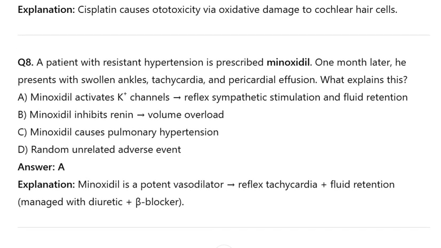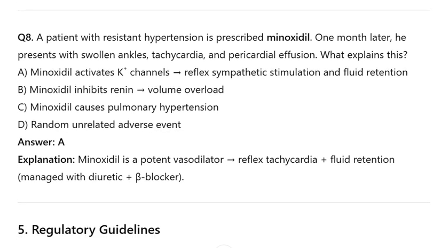Q8. A patient with resistant hypertension is prescribed minoxidil. One month later, he presents with swollen ankles, tachycardia, and pericardial effusion. What explains this? A. Minoxidil activates K-ATP channels, causing reflex sympathetic stimulation and fluid retention. B. Minoxidil inhibits renin, causing volume overload. C. Minoxidil causes pulmonary hypertension. D. Random unrelated adverse event. Answer A. Explanation: Minoxidil is a potent vasodilator, causing reflex tachycardia plus fluid retention, managed with a diuretic and beta blocker.